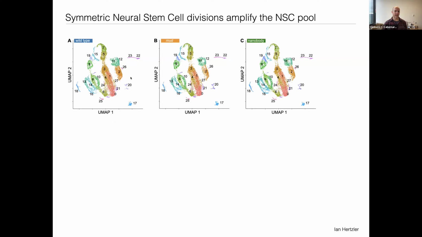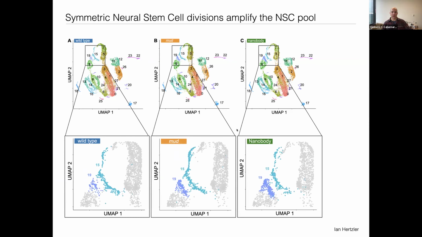As you look at these UMAP plots, you hopefully see that there's not a whole lot of differences between these different conditions, which sort of surprised us because we were expecting maybe certain cell types would be missing, or maybe we would see the creation of a new cell type that doesn't actually exist in wild type, but that was not the case.